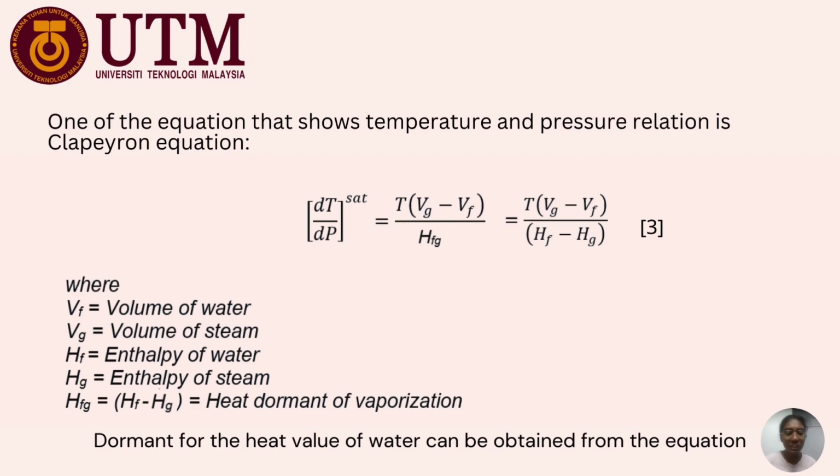One of the equations that shows the temperature and pressure relation is the Clapeyron equation, where the differentiation of saturated temperature over pressure is equal to temperature times the volume of steam minus water, divided by the enthalpy of steam minus water.